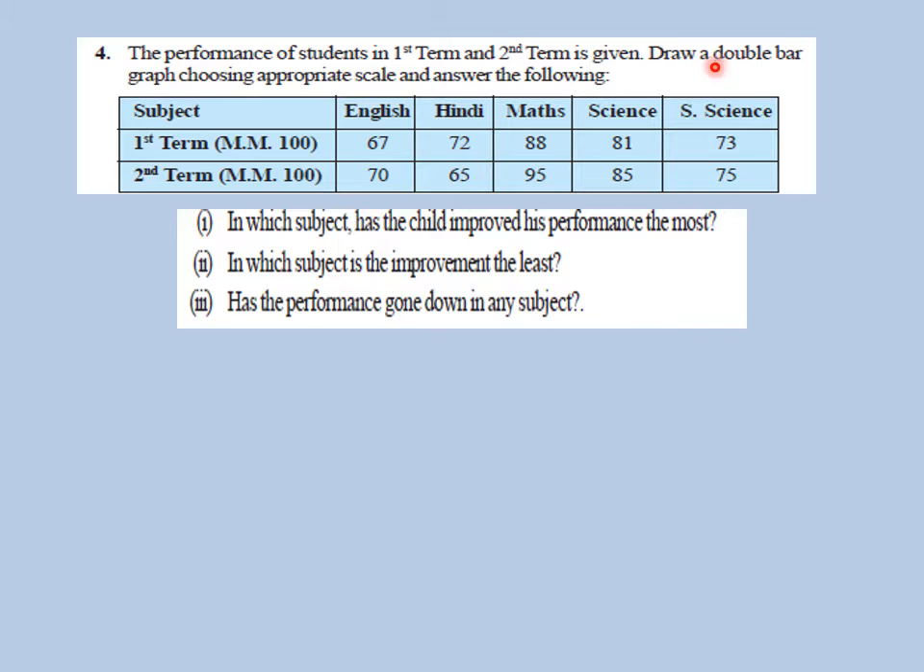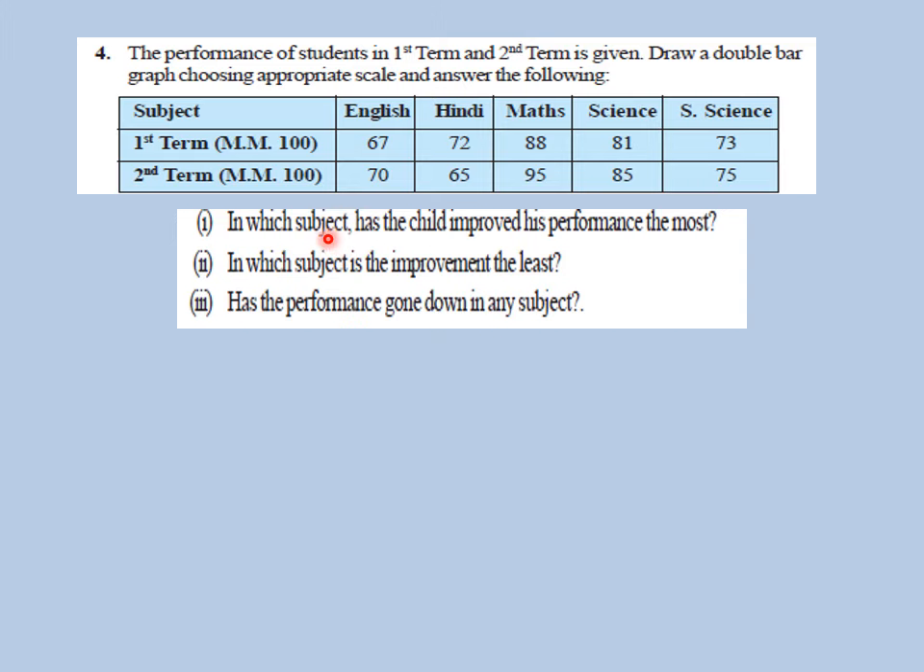These double bar graphs are used for comparison between two different situations. Here we have first term examination marks and second term examination marks. So you are going to compare first term and second term. When you are drawing a double bar, you will give first term examination a different color and second term examination a different color. By looking at the different colored bars, you can easily find the comparison.